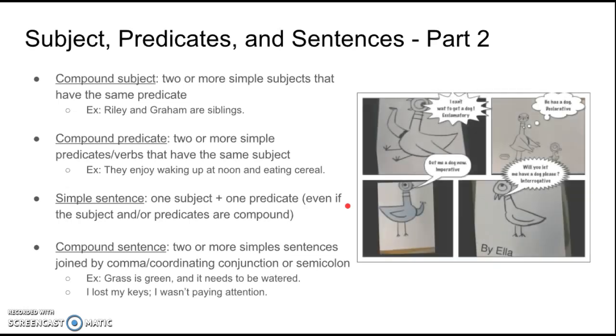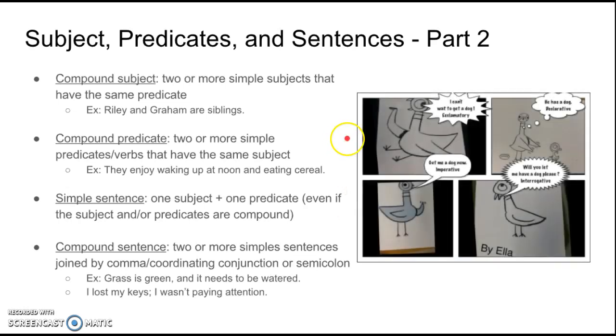And I like to end every grammar video, if I can, with a little meme or a comic. This is a pigeon saying all the different types of sentences. There's some spelling mistakes in there because this was done by a second grader. So if a second grader can grasp the concept of 4 different kinds of sentences, I think you guys should be okay. That's all for now.